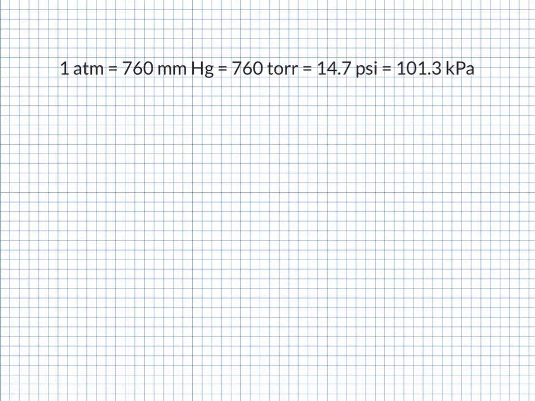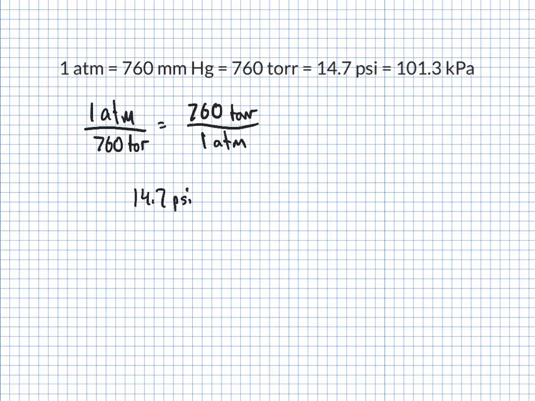Okay. So these are all of our equalities here, and you can make a conversion factor between any one of those things. If two different values are equal, then you can put them in a numerator and denominator to be able to do conversions. So for instance, 1 atmosphere over 760 torr is the same thing as 760 torr over 1 atmosphere, or let's say 14.7 psi over 101.3 kilopascals. And that would be the same as 101.3 kilopascals over 14.7 psi.